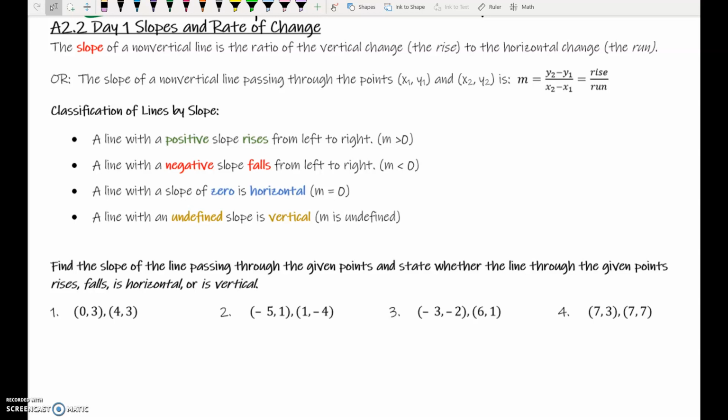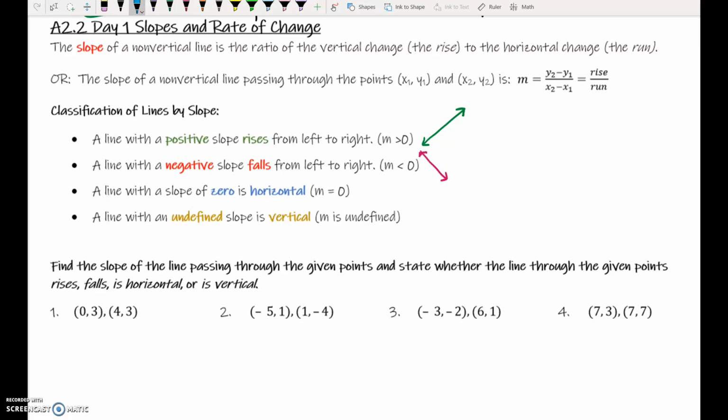The slope is the rise over run. It's the vertical change over the horizontal change. Positive slope rises from left to right, looks like this. Negative slope falls from left to right, like this.